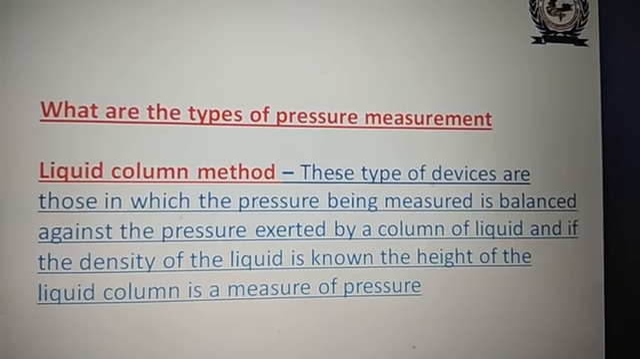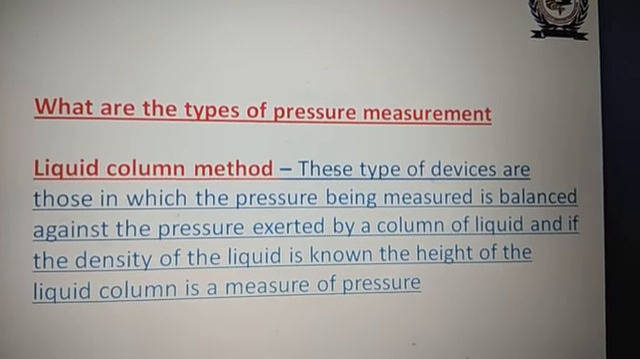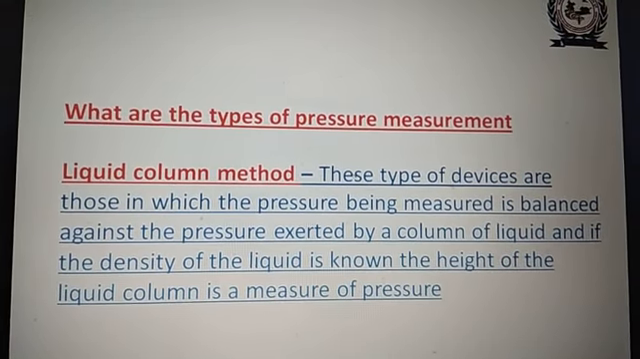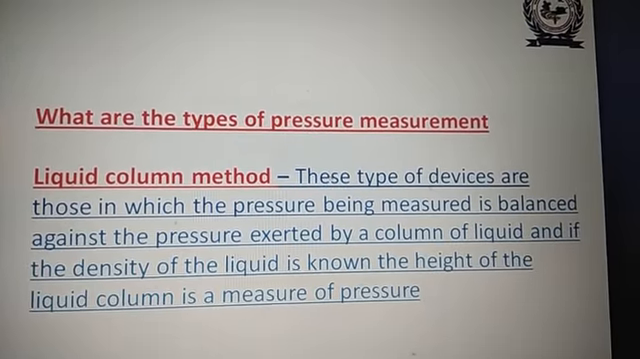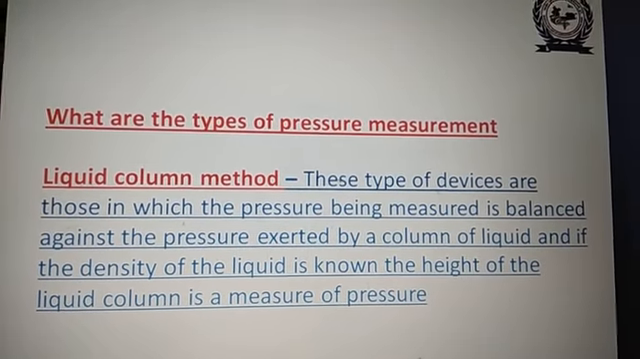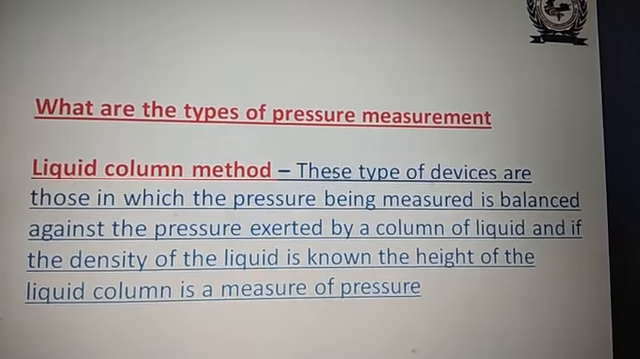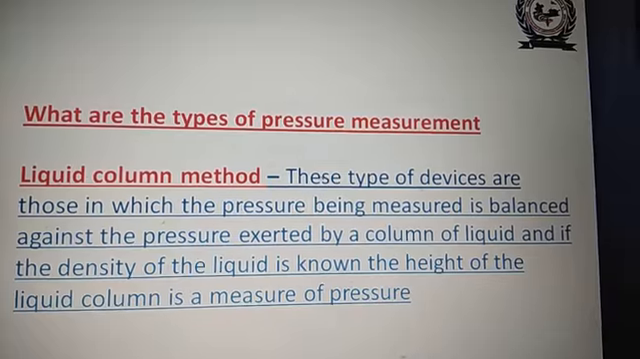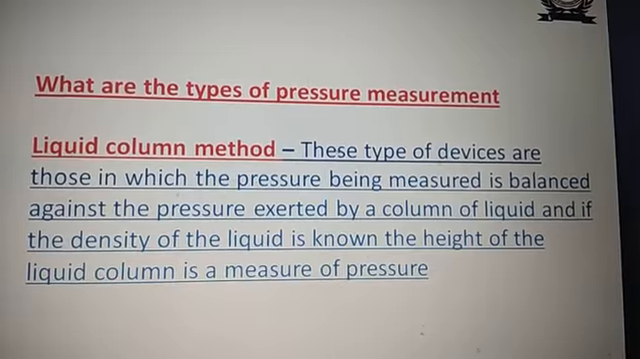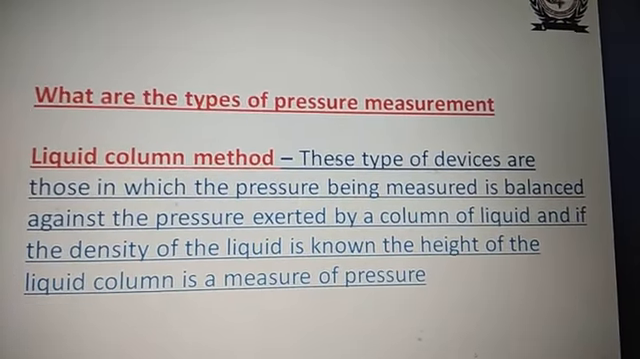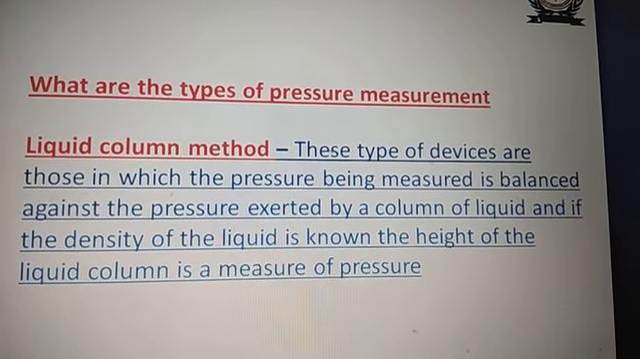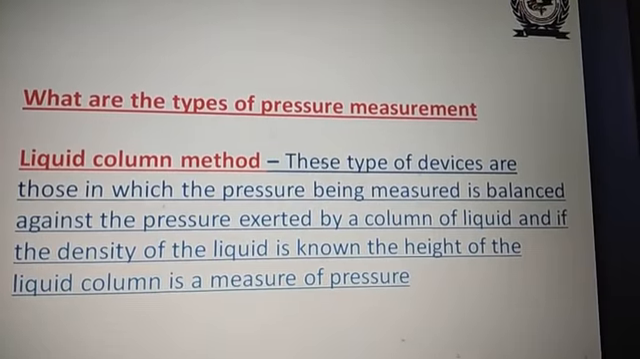These types of devices are those in which the pressure being measured is balanced against the pressure exerted by a column of liquid, and if the density of the liquid is known, the height of the liquid column is a measure of pressure, like the manometers. Examples are the manometers.